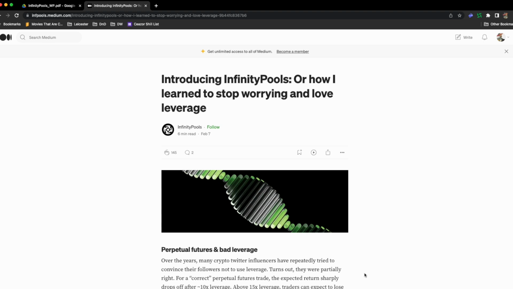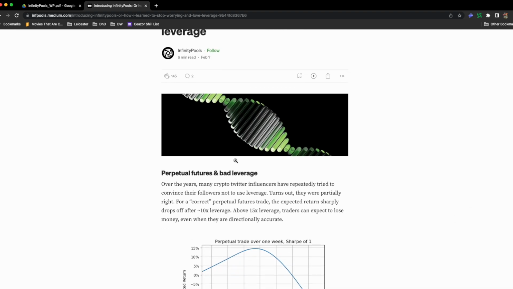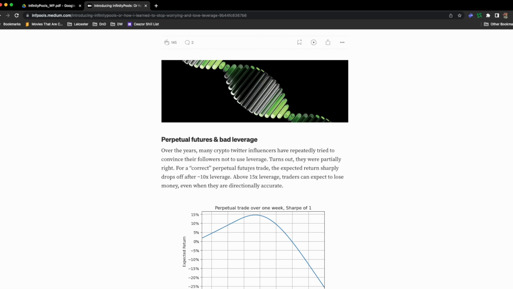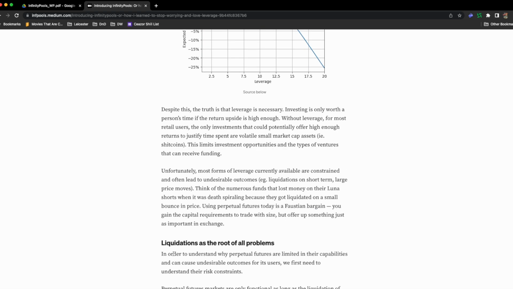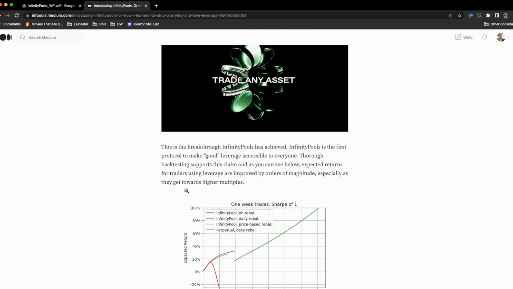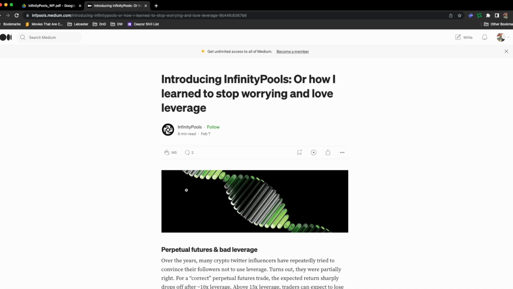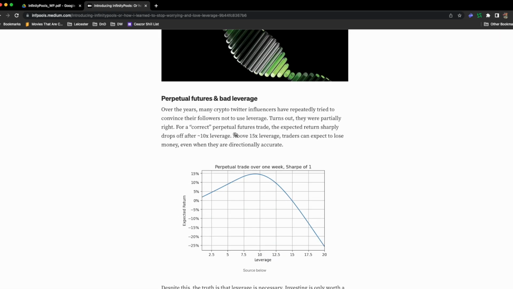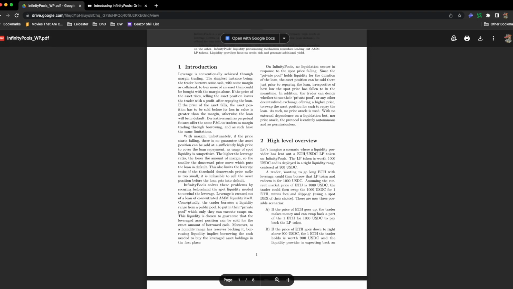The main idea of this thing is it allows for perpetual trading, so leverage trading, right? But there's no liquidations. So you don't get liquidated if your price action goes down, but it does require two parties to work together to achieve this optionality. As usual, there are no docs that I could find, at least, so you could read this Medium article, which explains the idea very briefly, or you can read this white paper, which I did as well.